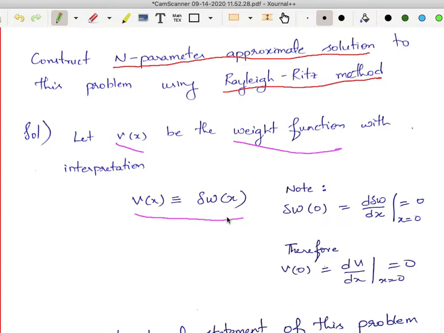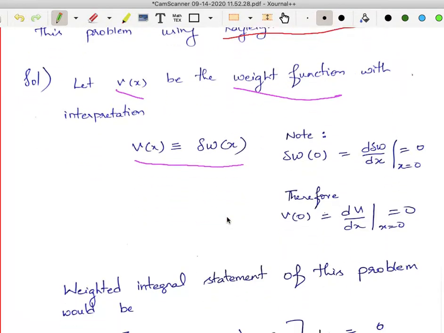Please remember that V of x will have the interpretation of variation of deflection W. Now, we have to get the weak form statement before we can apply the Rayleigh-Ritz method. To get the weak form statement, we first need to obtain the weighted integral statement.